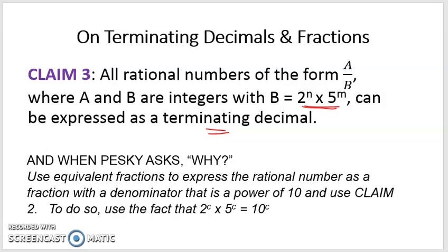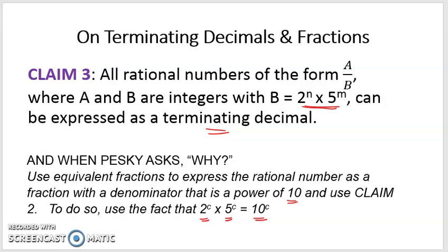You can say we're going to use equivalent fractions to express the rational number as another fraction with a denominator that's a power of 10. And then we're just going to use claim number 2. To prove that this is true, we've got to use the fact that a power of 10, 10 to the c, I'll call it, is equal to 2 to the c times 5 to the c.